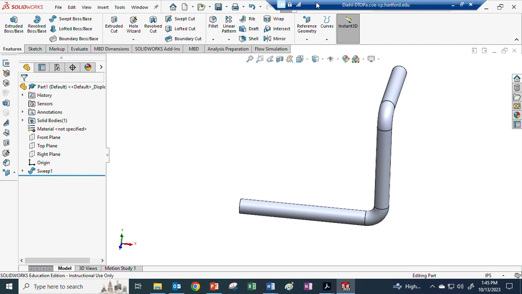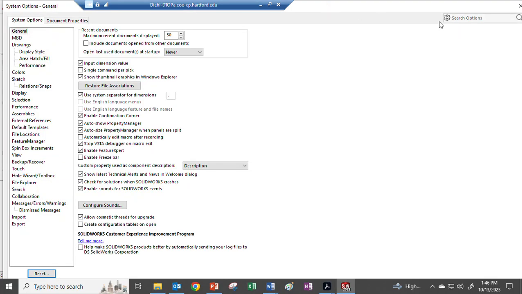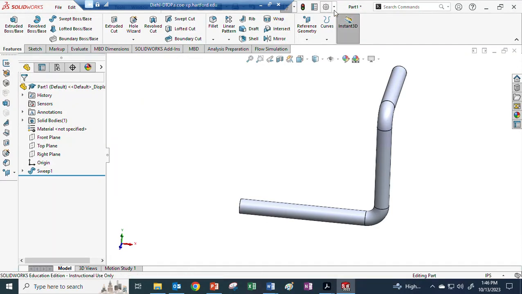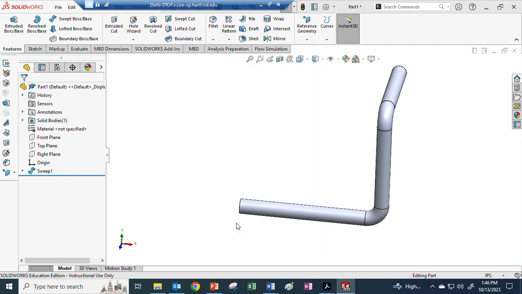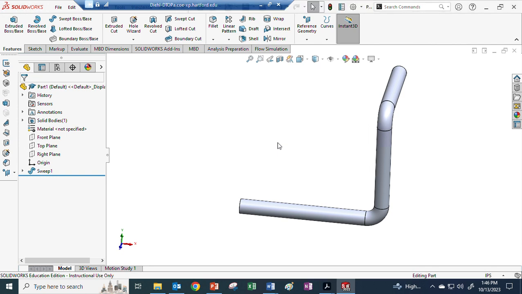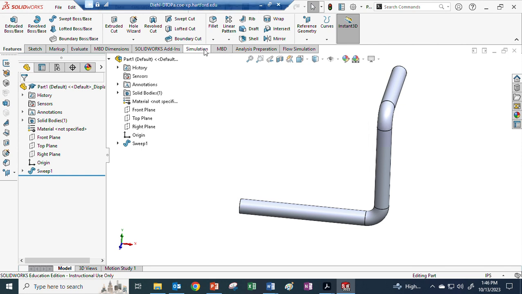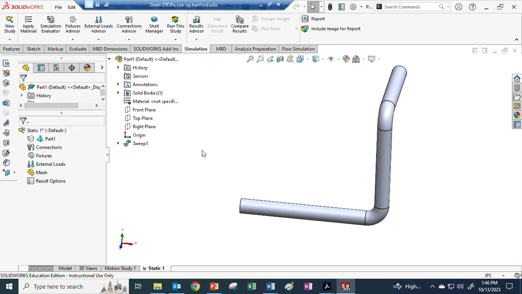It disappeared. Is that because I messed up when I opened the thing up? Probably not. Simulation disappeared. Add it. Simulation. It's because I tried to open up too many things all at once. It disappeared. Go to a new study, static study. Yes.